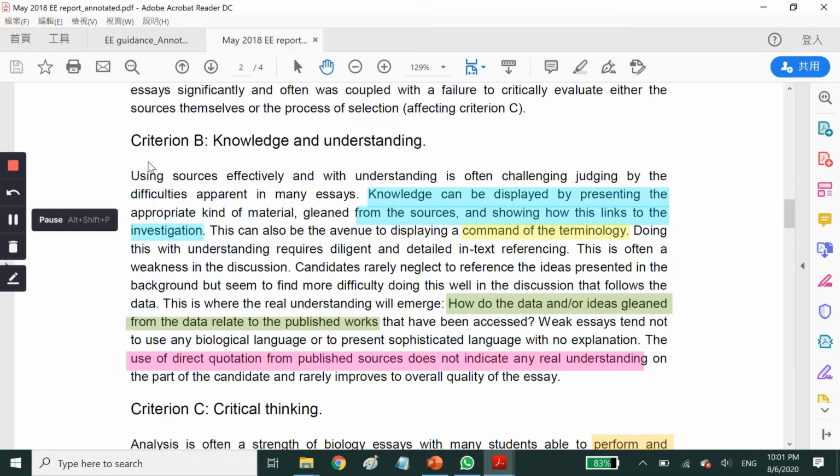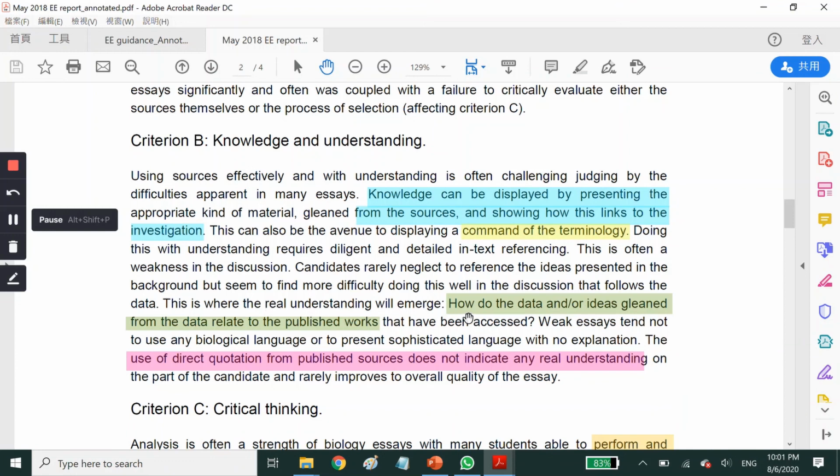So another thing about criteria B, knowledge. Actually I've also summarized those. How we present our knowledge is to show how you use those resources, the link of that to your experiment, and good command of terminology. And then the weakness. The weakness among students is that they do a lot of in-text referencing but not really applying it. So they neglect the reference idea. That's the problem.